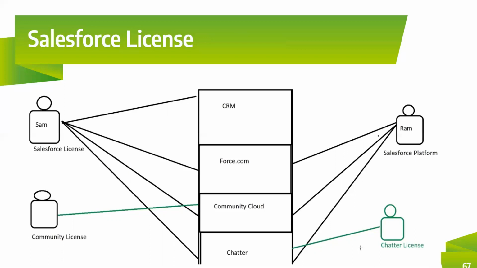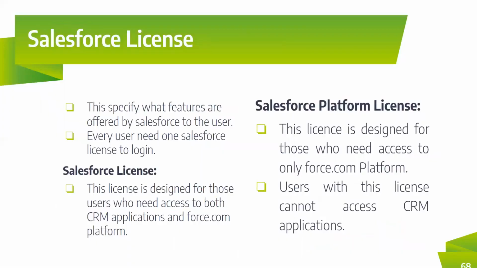Sam is taking a Salesforce license. He is able to access all the options, all the services provided by Salesforce. Whereas coming to Ram, he is limited. He is able to access only Force.com, Community Cloud, or Chatter, right? Those who get the Chatter license can work only on Chatter. Those who are taking the community license will be able to access only Community Cloud, only this much, right? He'll be restricted.